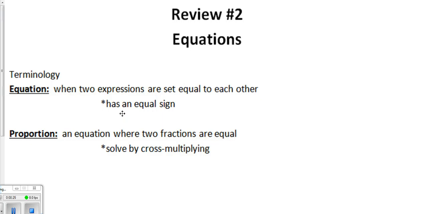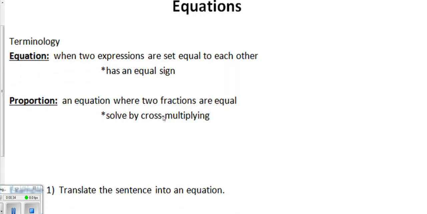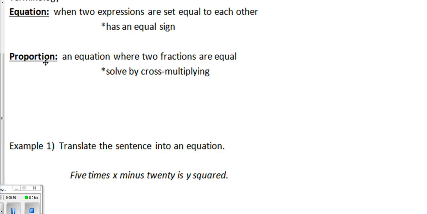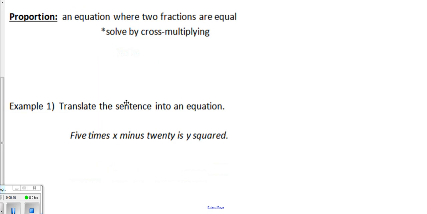They're equal. So it'll always have an equal sign. If it has an equal sign, it's an equation. If it does not have an equal sign, it's an expression. Now, a proportion is an equation where two fractions are equal to each other, and you can solve it by cross-multiplying. So a proportion is a certain kind of an equation. You just specifically set two fractions equal to each other, and you can always solve those by cross-multiplying. And we'll see what a few of those will look like.